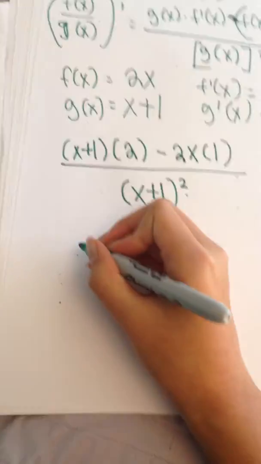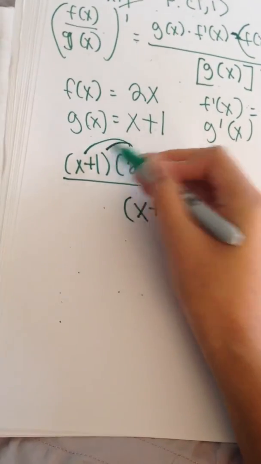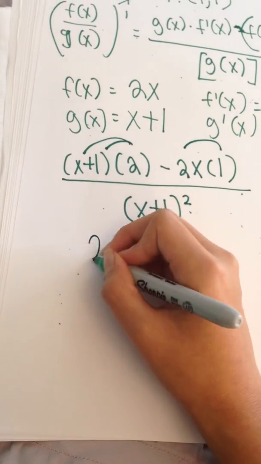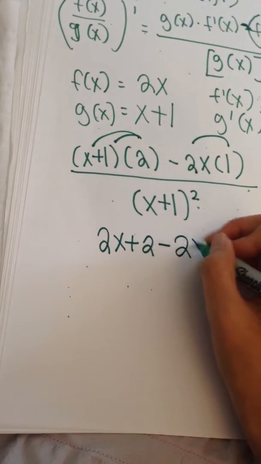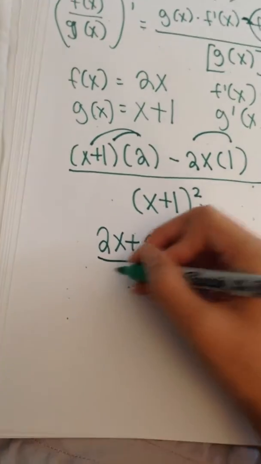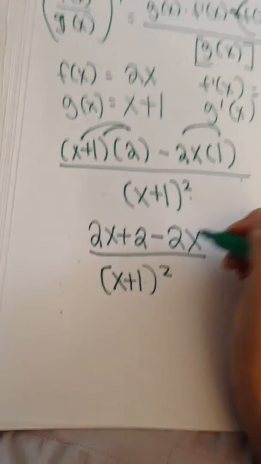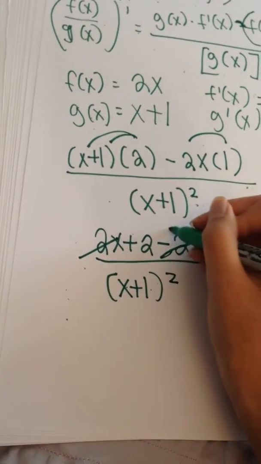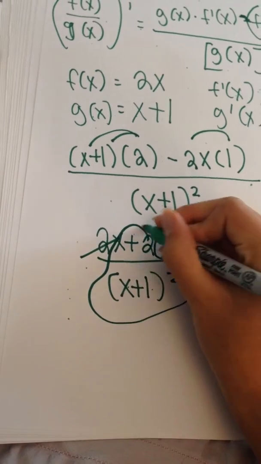Once you have plugged it into your equation, you just distribute, and you're going to get 2x plus 2 minus 2x. You know you're doing it right when you see things that can cancel out. These two cancel out because 2x minus 2x equals 0. Then you're just going to get this as your equation.